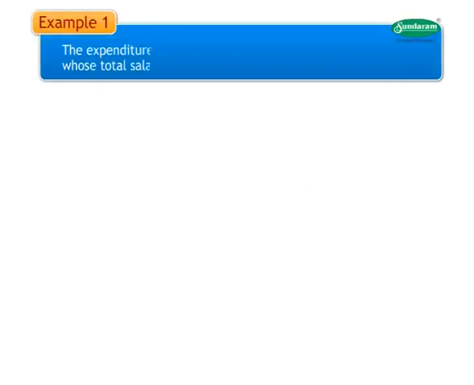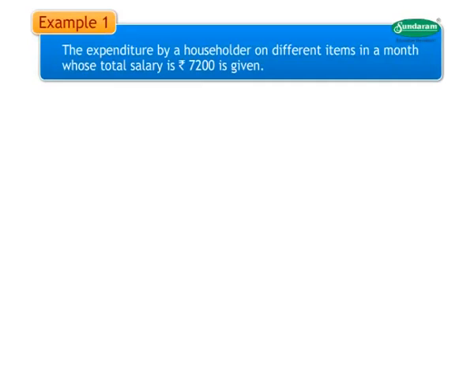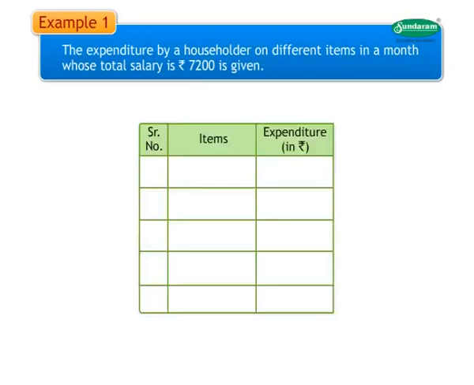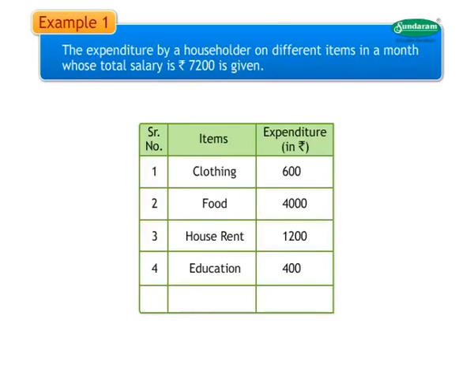The expenditure by a householder on different items in a month whose total salary is rupees 7,200 is given. A householder spends rupees 600 on clothing, rupees 4,000 on food, rupees 1,200 on house rent, rupees 400 on education, and rupees 1,000 on miscellaneous items. Represent the above information using pie diagram.